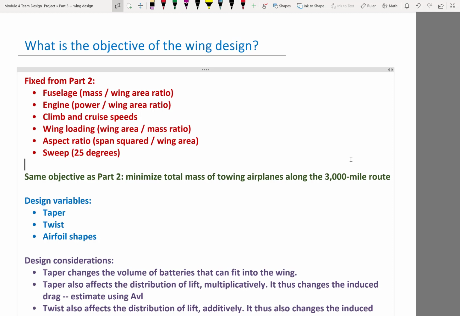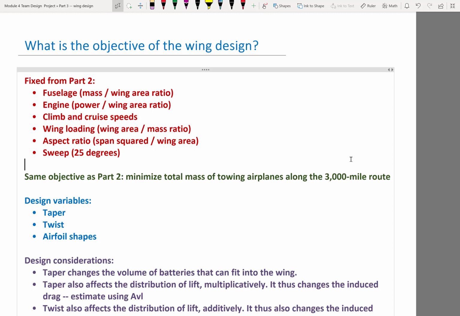Right? So basically this is saying we are fixing the mass of the fuselage relative to the entire airplane. Right? Okay. And we're also fixing the aspect ratio, so the squared span divided by the wing area, which comes from our optimized result from part 2. Also, let's fix the sweep for now. So what are we designing? We are designing really the taper, twist, and the airfoil shapes.